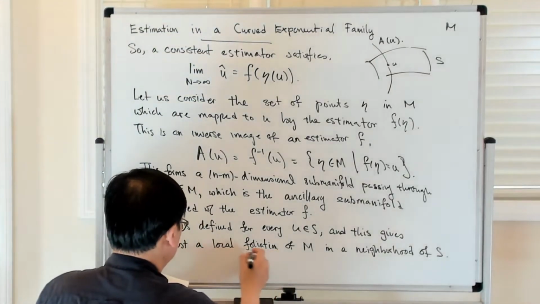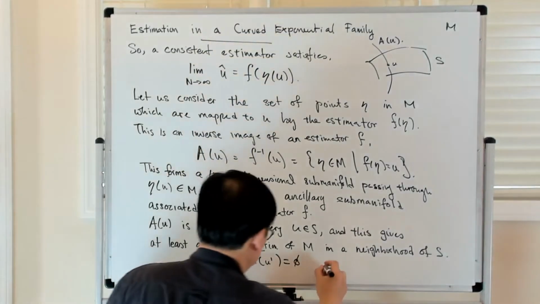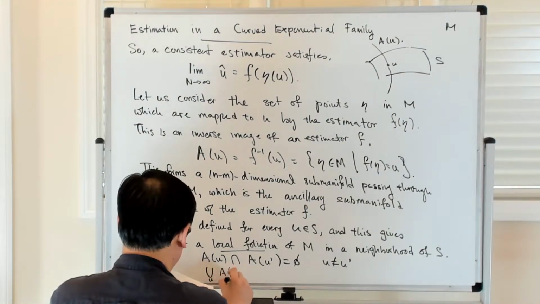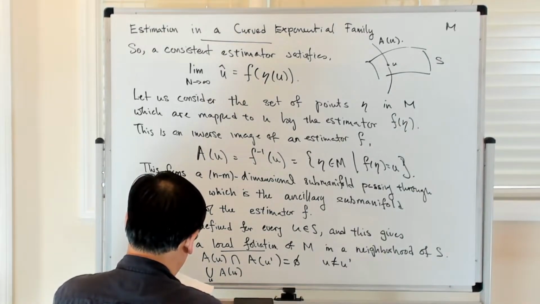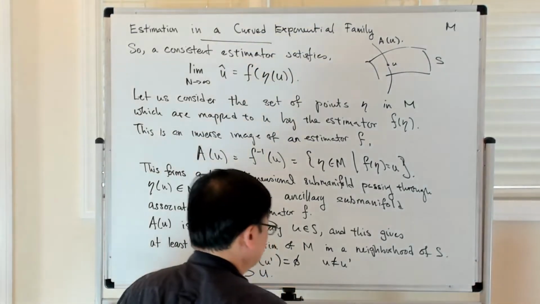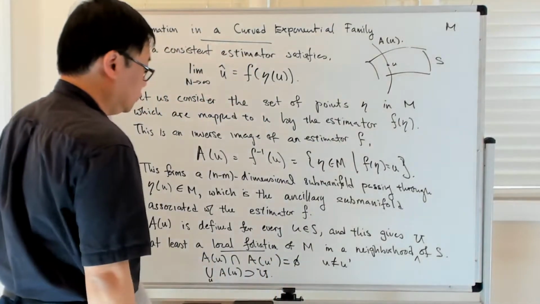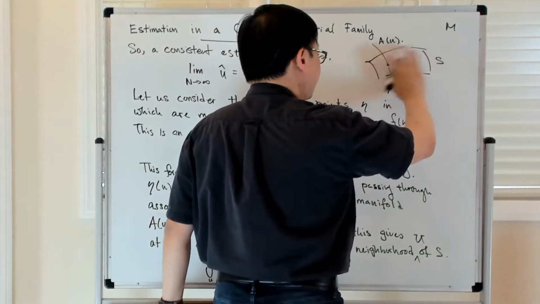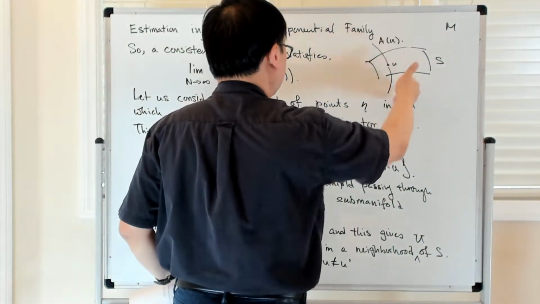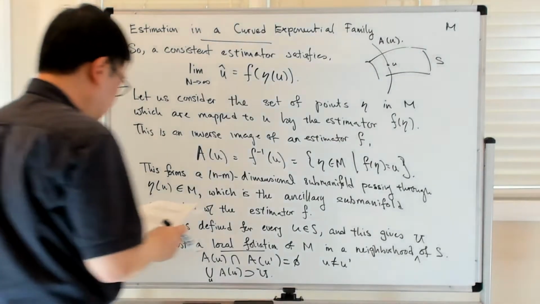So what we mean by this local foliation is that A of U intersect A of U prime is empty whenever U is not U prime, and that the union over U of all these A of U's contains this neighborhood. Let's call that neighborhood big U of S. So again there's this submanifold S, and there's a thickened slice which I'm calling big U about it, and if you take the union of all of these fibers, it will contain that neighborhood of S. Okay, so that's essentially what we're talking about.